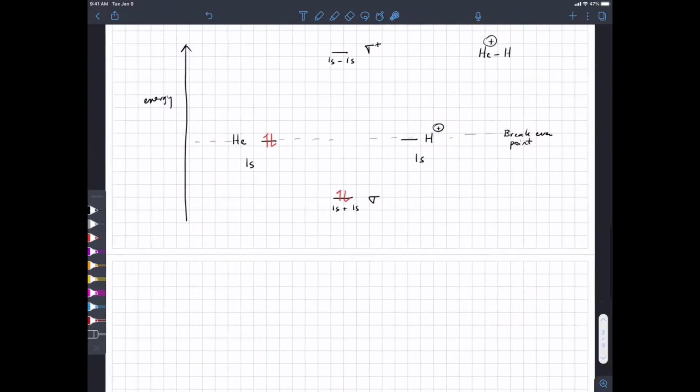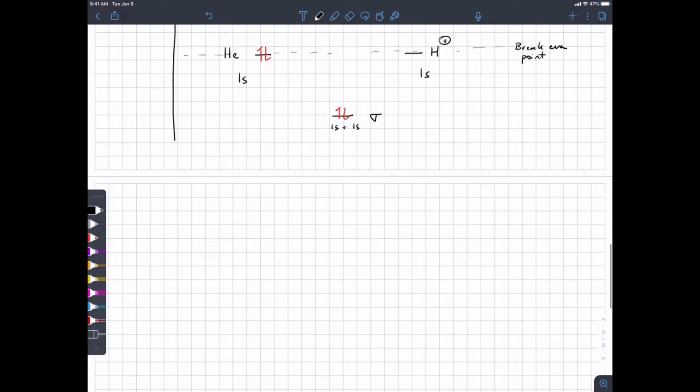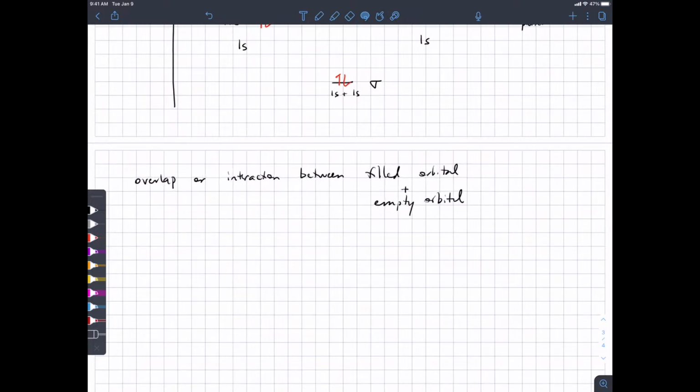But what I want this to demonstrate is it's sort of a way of restating the first and great commandment of organic chemistry. When you have overlap, or another way of saying that is interaction between a filled orbital and an empty orbital, you're going to get a filled bonding orbital and an empty antibonding orbital. And that's a stable situation.